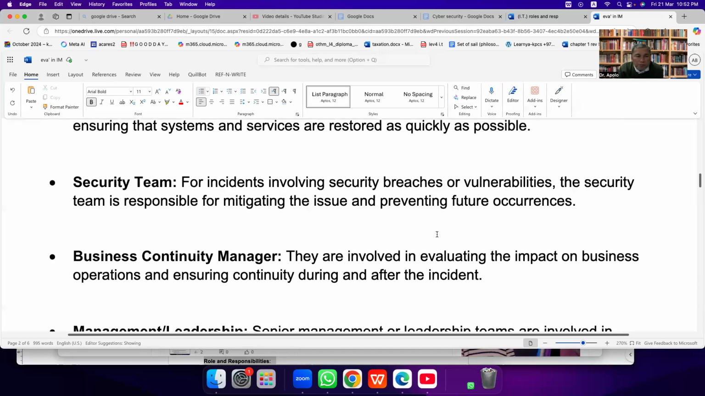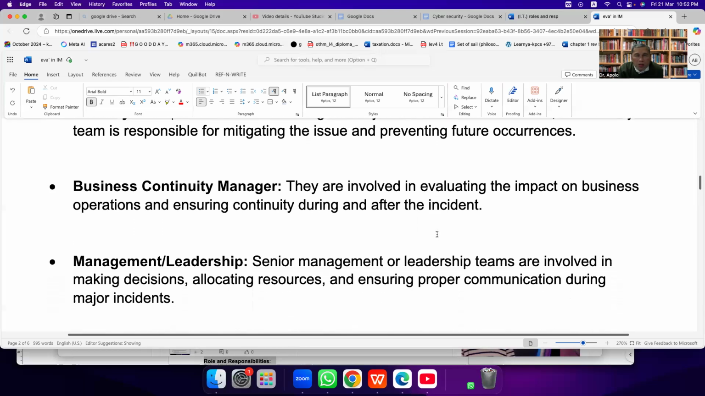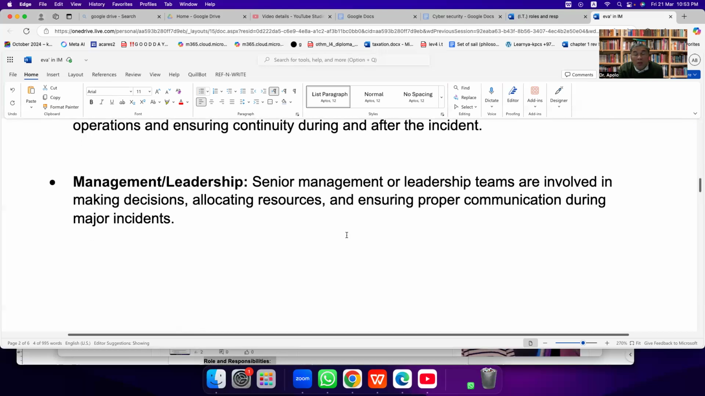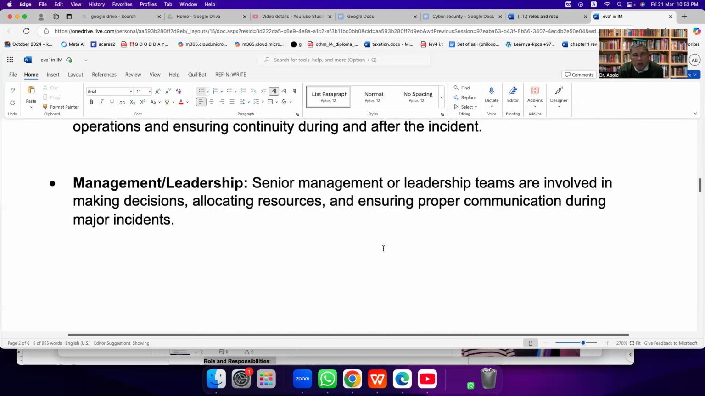Then the business continuity manager is involved in evaluating the impact on the business. So how much the delay, the downtime hours exactly, the penalty they have incurred for the delay, and ensuring continuity during and after the incident. Then we have management leadership. The senior management or leadership teams are involved in making decisions, allocating resources, and ensuring proper communication during the incident.